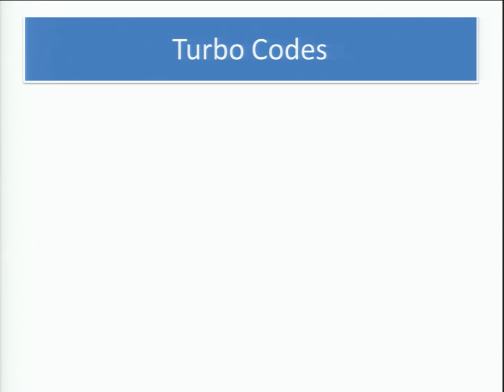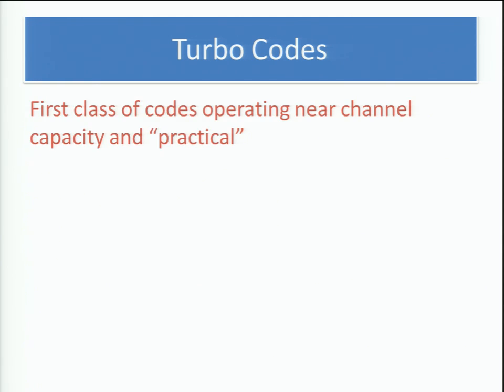So this is another breakthrough which happened in coding theory, maybe in the 90s, I think 93 or so. People came up with turbo codes. These are near channel capacity codes which are also practical. These use a very simple technique.